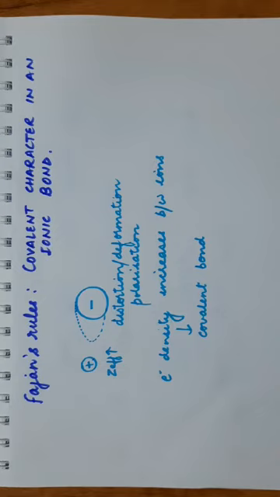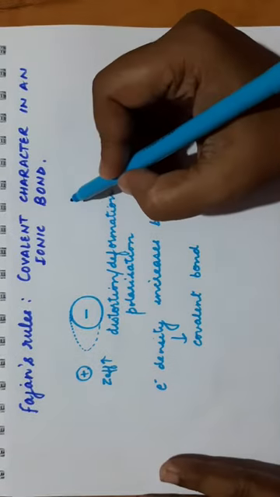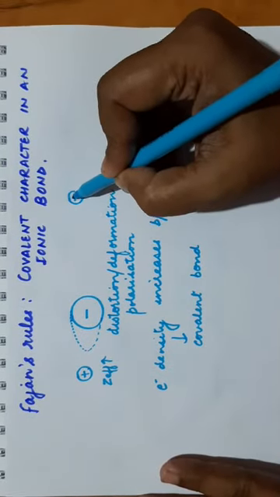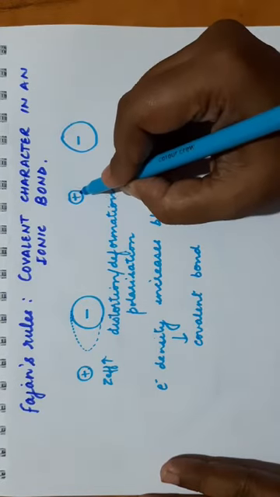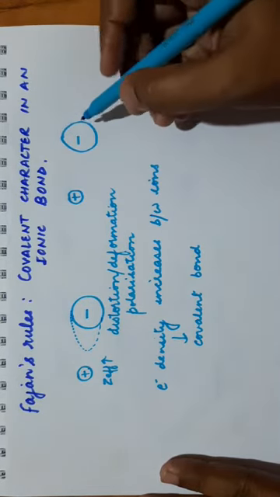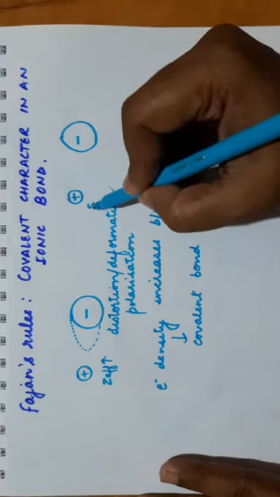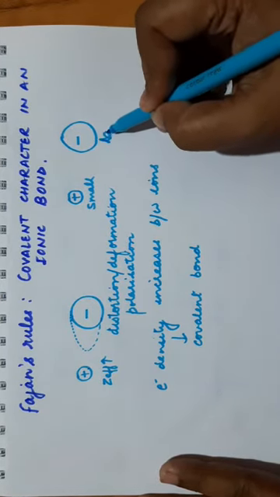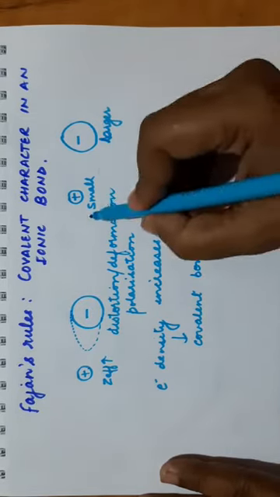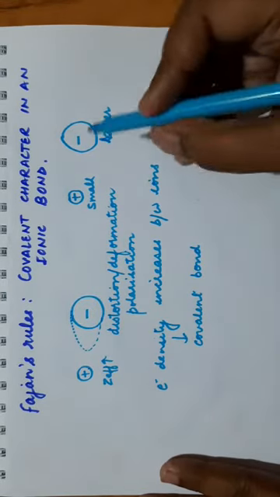Now, how does covalent character appear in an ionic bond? First, we will study that. Suppose there is a positive ion and a negative ion. The positive ion is smaller and the negative ion is generally larger. So, the cation is smaller and the anion is larger in size. When they approach each other, what happens?